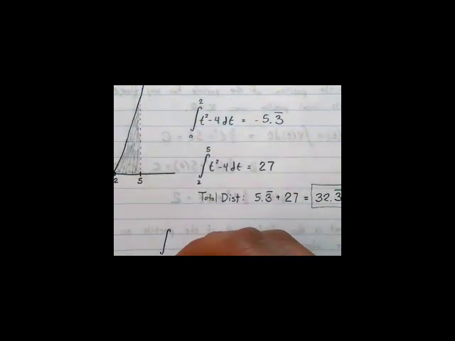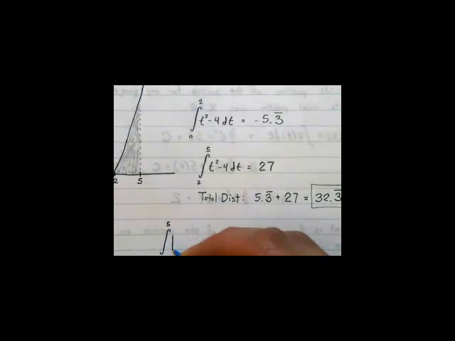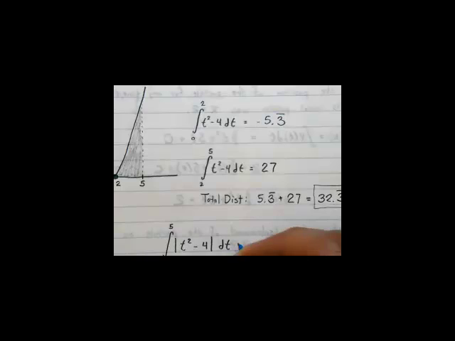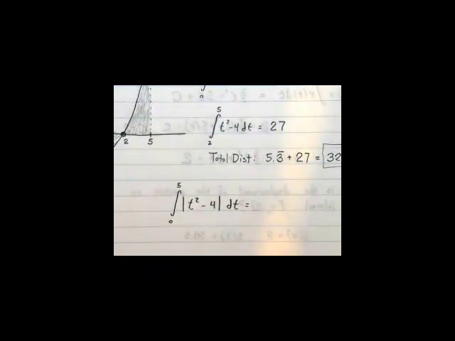If I went 0 to 5 of the absolute value of t squared minus 4 dt, what does an absolute value do to a graph of an equation? Or just think, what does an absolute value do to any number?